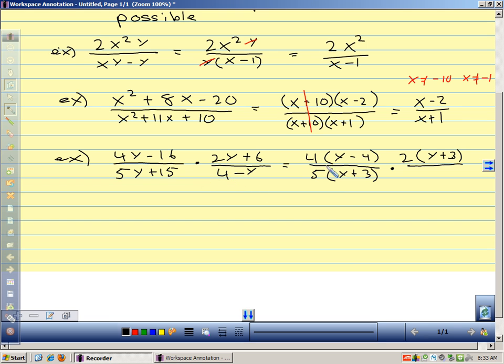Now, here in the top I have a y minus 4. It would be nice if I could cancel a y minus 4, but I have 4 minus y. What can I do with that? Take out a negative 1, factor out a negative 1, and I get y minus 4. If I distribute this negative 1, I get minus y plus 4, which is what I have here.